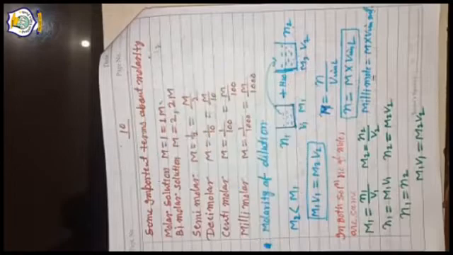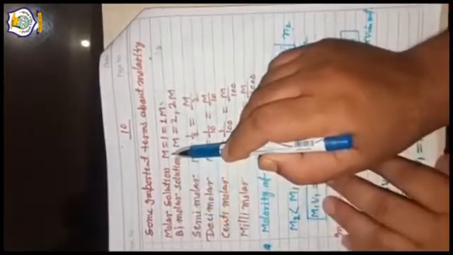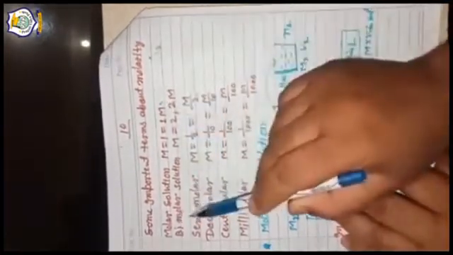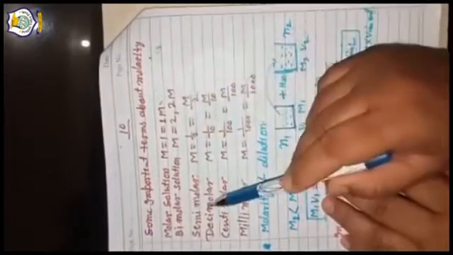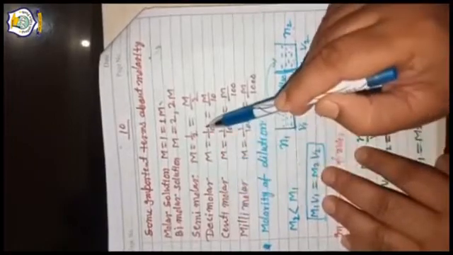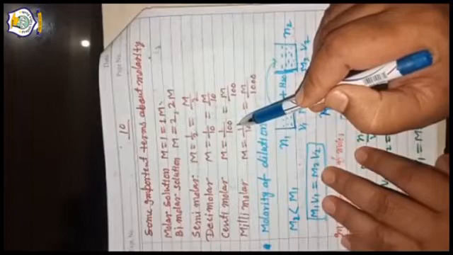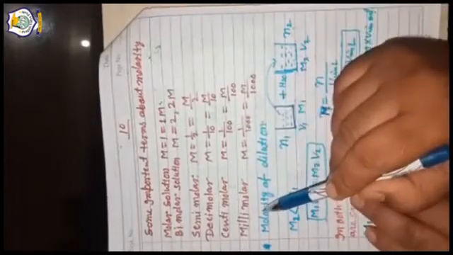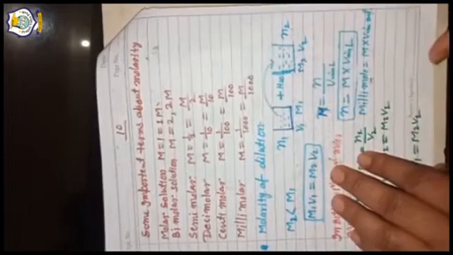Some important terms about molarity. 1 molar solution: M equals 1, or 1 M. Bimolar solution: M equals 2, or 2 M. Semi-molar: M equals 1 by 2. Decimolar: M equals 1 by 10. Centimolar: M equals 1 upon 100. Millimolar: M equals 1 upon 1000.